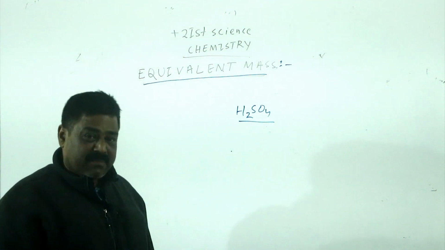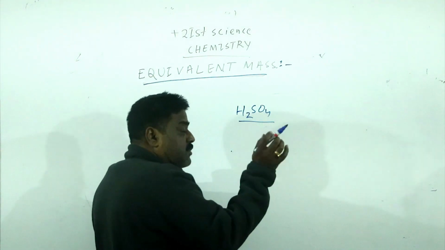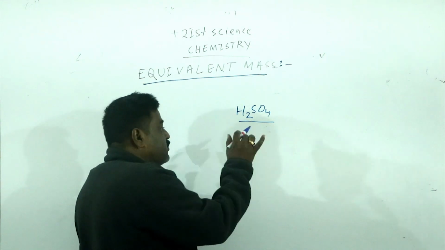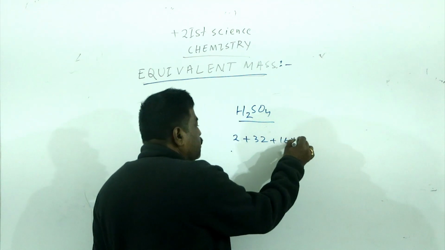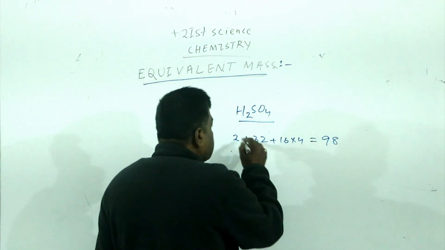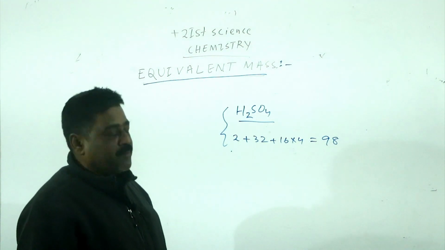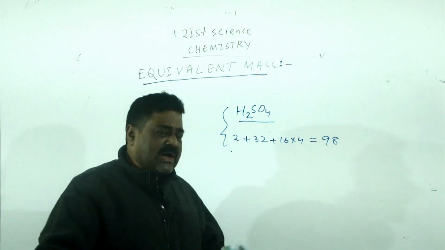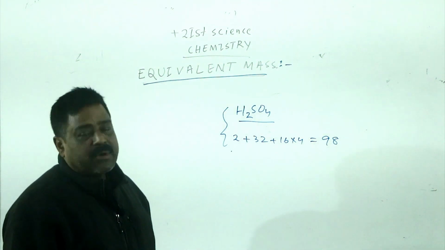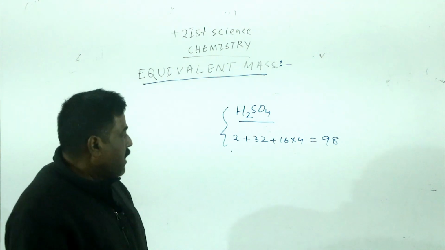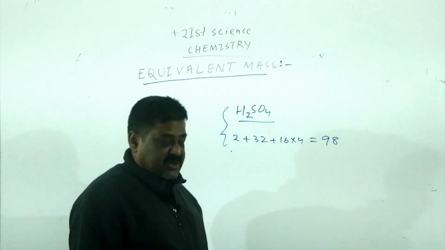What is its molecular mass? The molecular mass is the sum of the masses of all atoms. That means 2 plus 32 plus 16 into 4 is equal to 98. So the molecular mass of H2SO4 is 98. So you can calculate the molecular mass easily of any substance, atom or molecule or compound, by knowing the atomic masses.